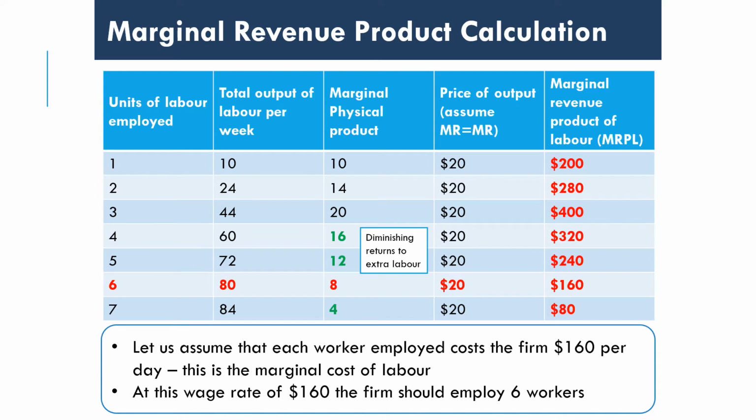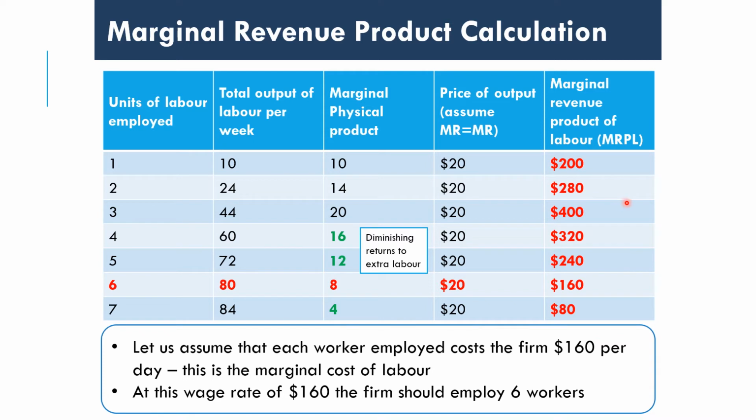If we assume here that the workers are paid $160 each per day, this is the marginal cost of labour. How many workers would it make economic sense for this firm to employ? Well, we compare the marginal revenue product of labour, how much revenue the workers are bringing in, to the cost of employing them, $160. So the first worker, 200 they bring in, and it costs 160 to employ them. So yes, worker number 1, you're in. Number 2 brings in an extra 280 and we'd have to pay them 160.